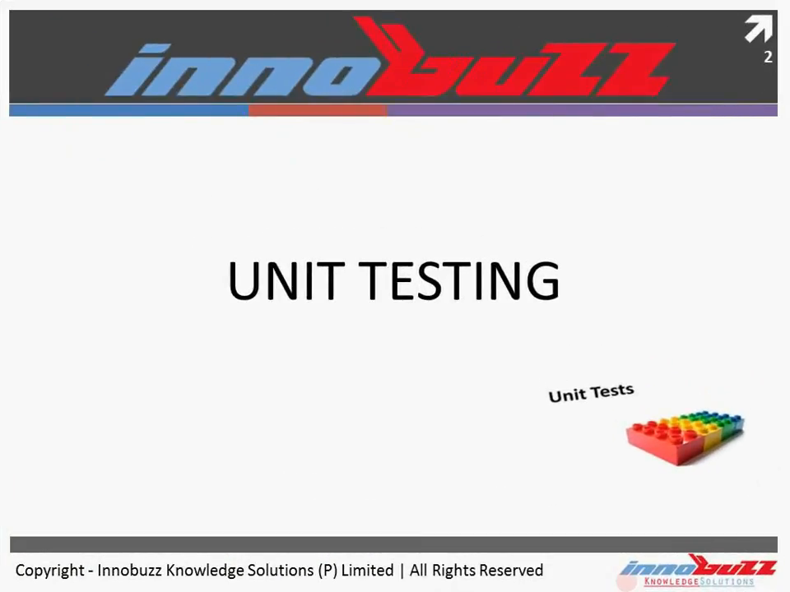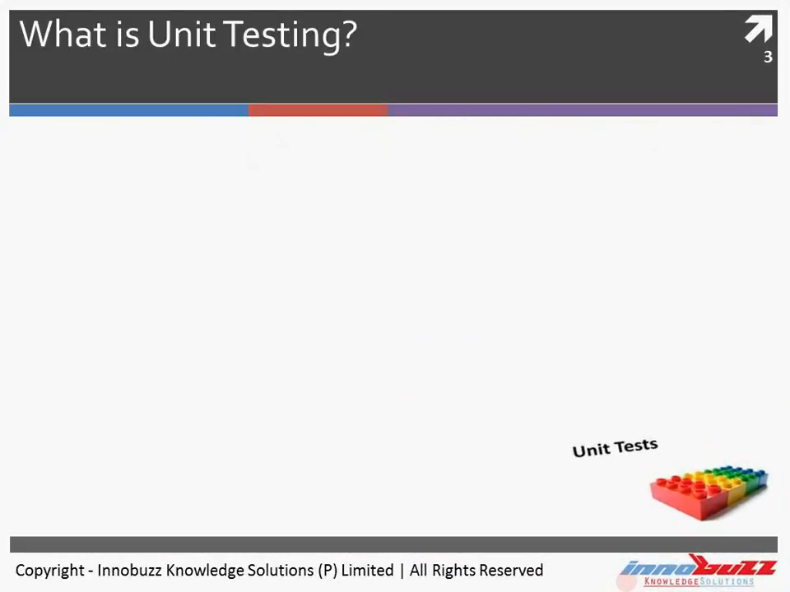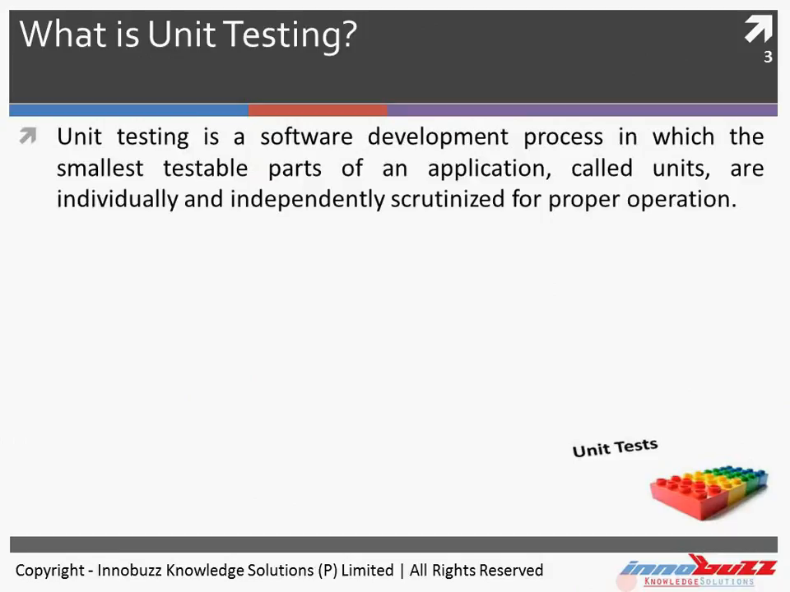So before knowing JUnit, it's very important to know what is unit testing. So let's see what unit testing is called as. What is unit testing? Unit testing is a software development process in which the smallest testable parts of an application, called units, are individually and independently scrutinized for proper operation.